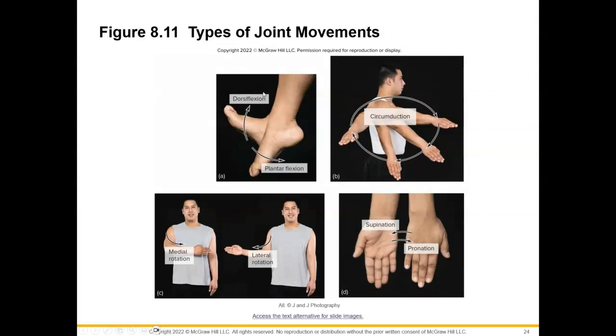Again, dorsiflexion is bringing your foot upward, pointing your toes up. Plantar flexion is the opposite. Circumduction, rotating your arm around the central axis of your shoulder. C shows medial rotation and lateral rotation. And then D, supination, pronation.